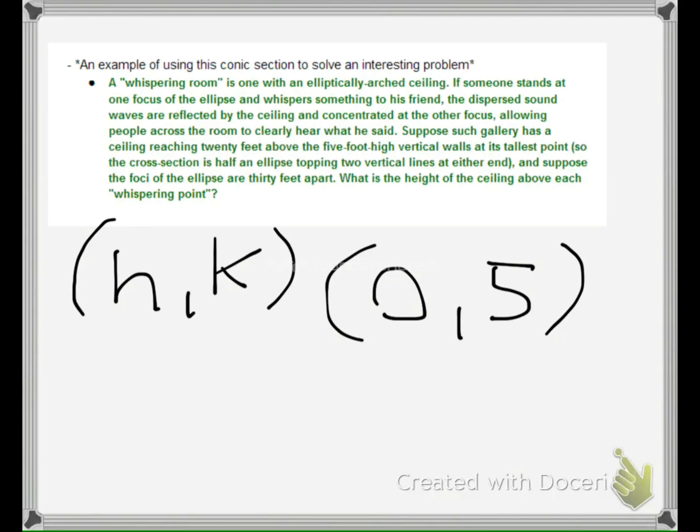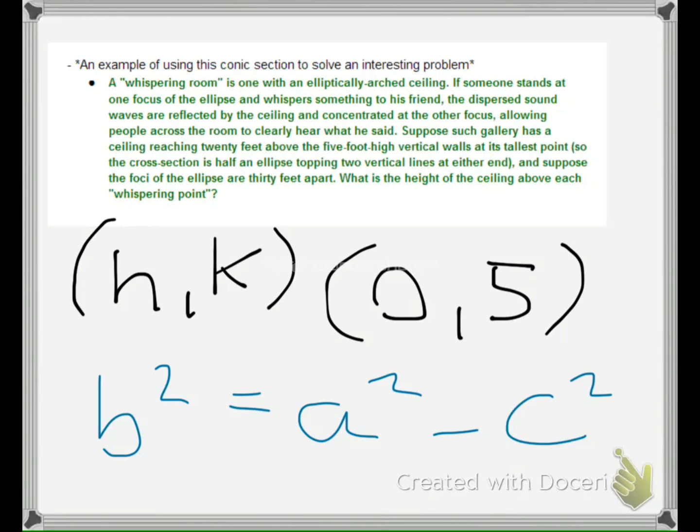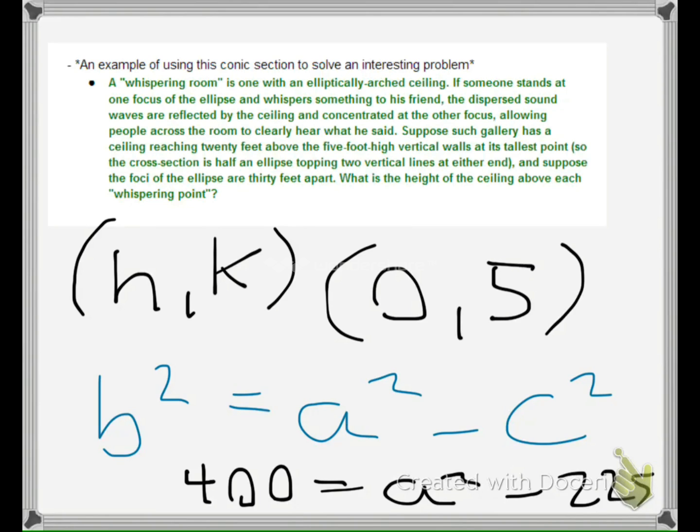So how do we solve the equation? We have our equation, which is b squared equals a squared minus c squared. And all we have to do is just plug our numbers in, which will give us 400 equals a squared minus 225. And our next step is to use the equation that was mentioned earlier in our video, which is the equation for our ellipse. So we just plug the numbers we found into the equation.